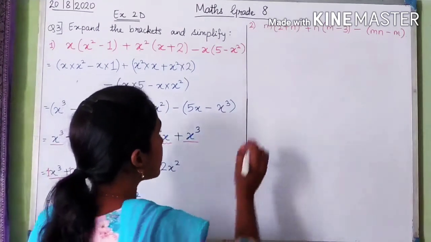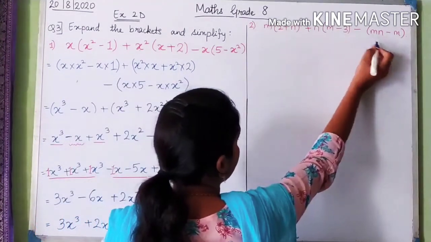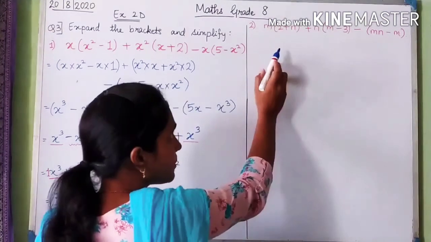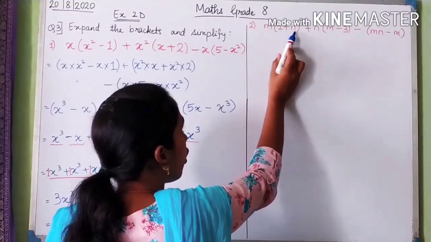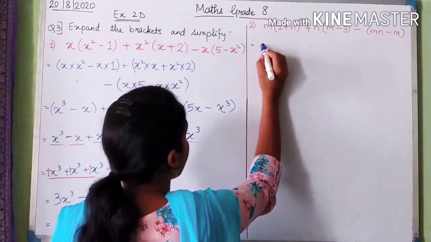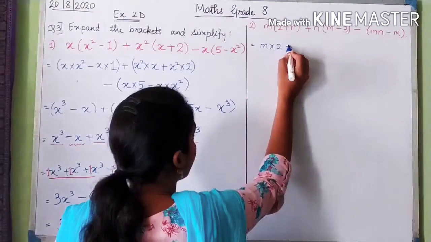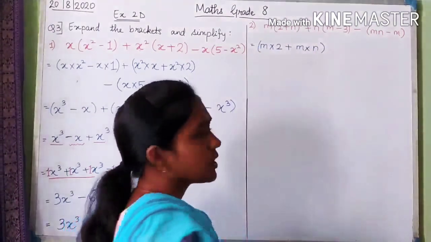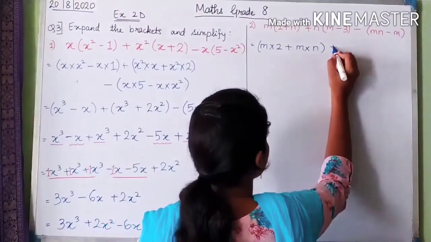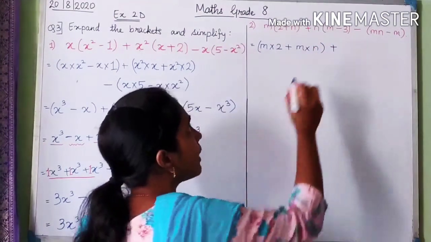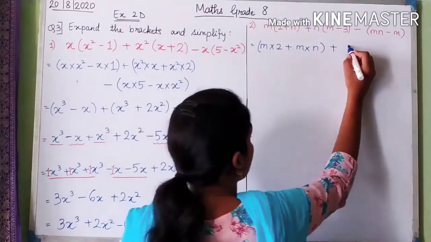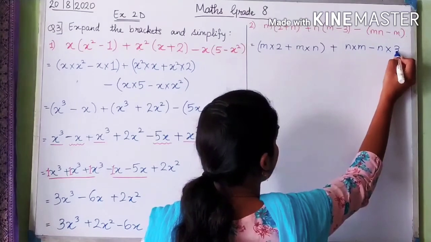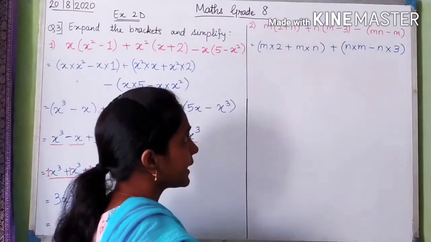The second question is, this is the first bracket, this is the second, and this is the third one. So now for the first bracket I have to multiply this m to all the terms. So I write m multiplied by 2 plus m multiplied by n. Okay. This was the first expression. Now I go to the second expression. In the second expression I have to multiply this n to each term. So I write n multiplied by m minus n multiplied by 3. Okay. So this was the second expression.